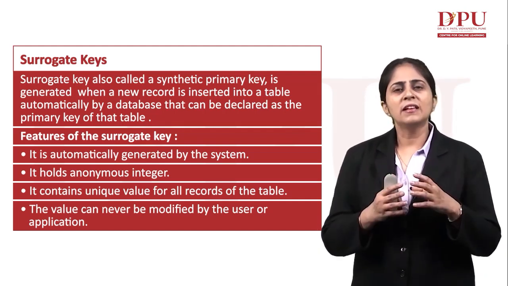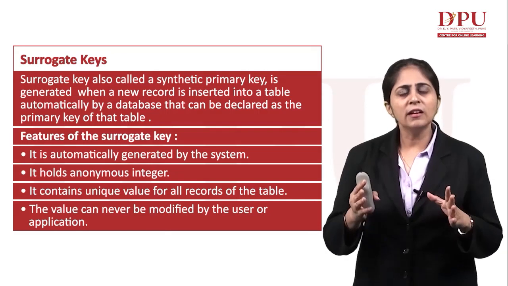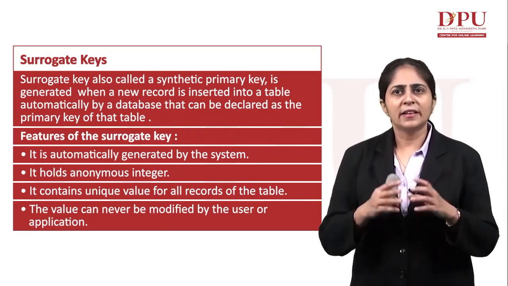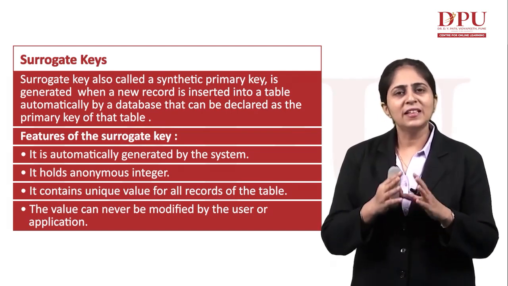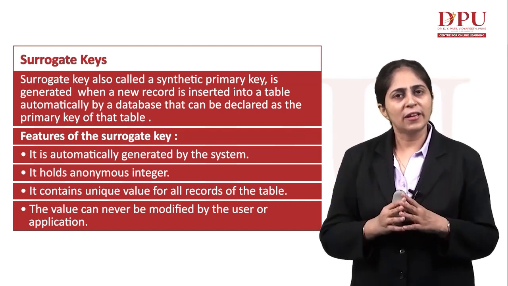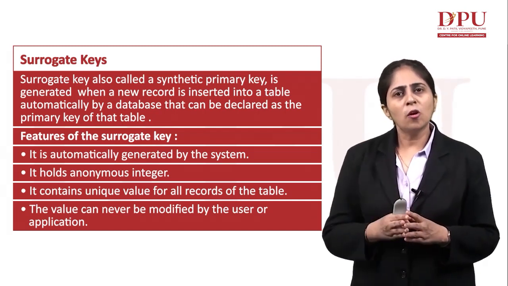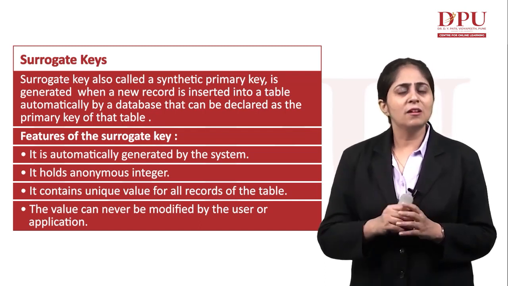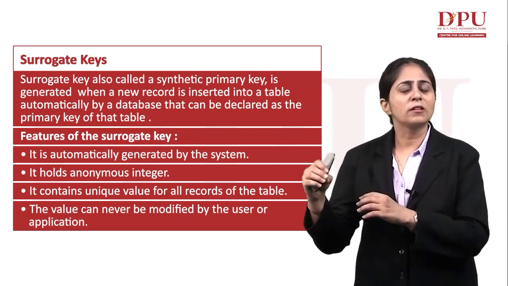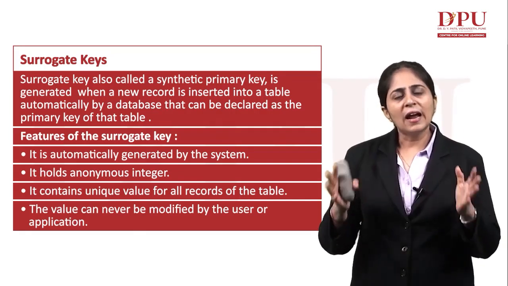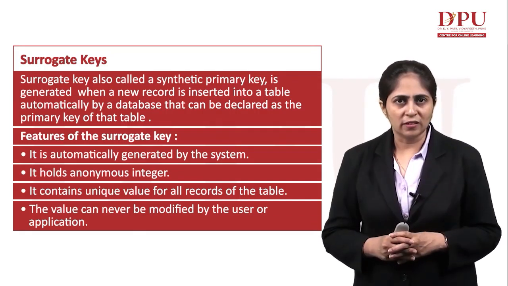It is generated automatically by a database when a new record is inserted into a table, and it can be declared as a primary key of that table. If our table does not have any primary key, then when a new record is inserted, the database creates its own surrogate key to refer to various records in the table. So that is our surrogate key.